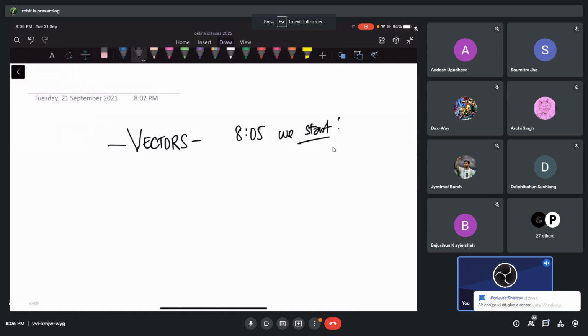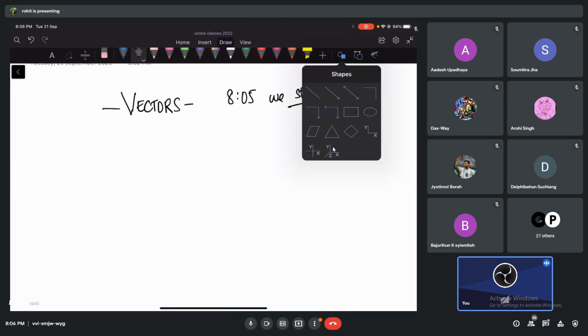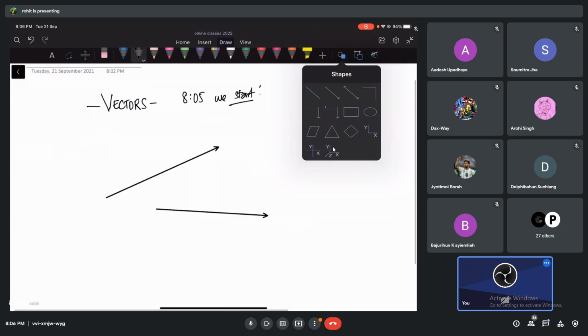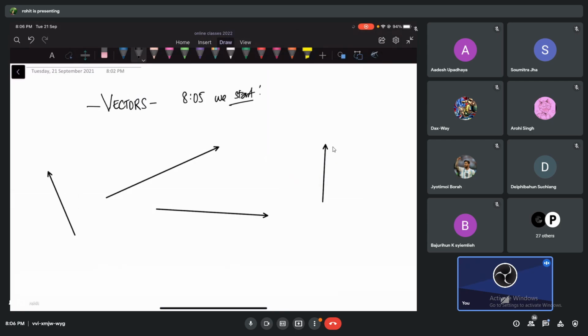Recap. Okay, fine, I'll give you a recap. This is what we have done in vectors. In general terms, a vector for us is a directed line segment, right? It has a certain length, so this arrow is a vector for us, this is a vector for us, this is a vector for us, and this is also a vector for us. All these are line segments of different lengths.